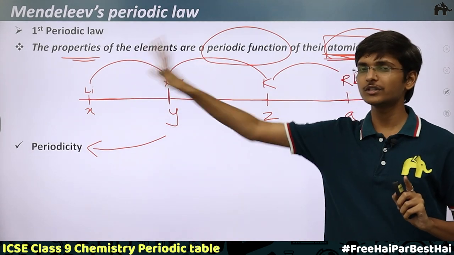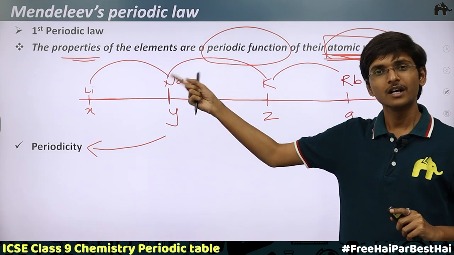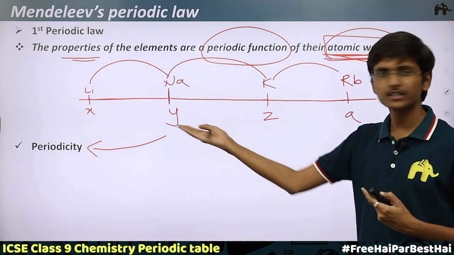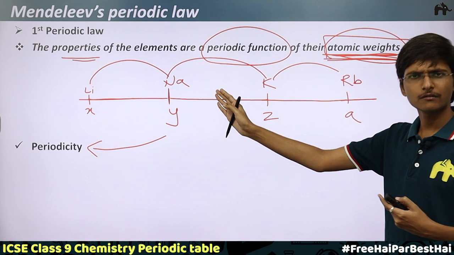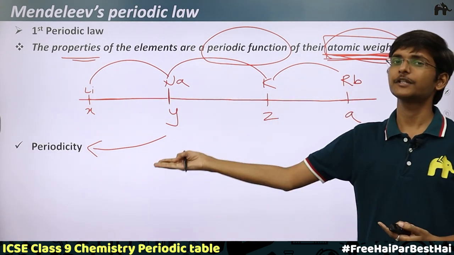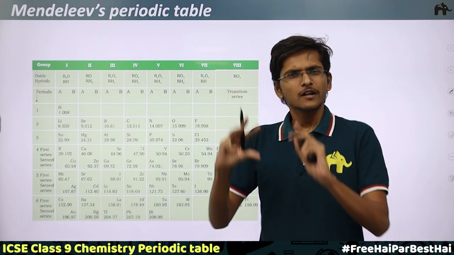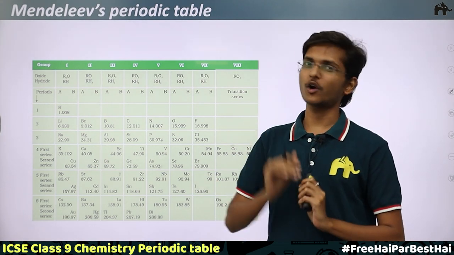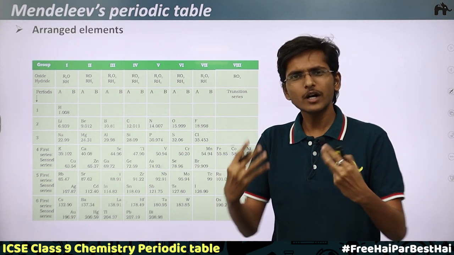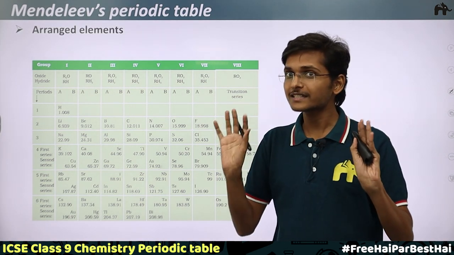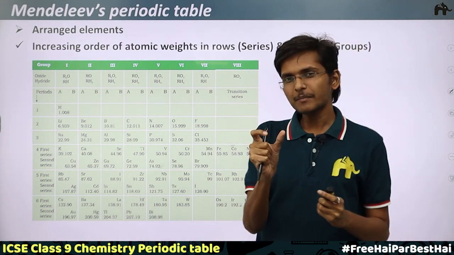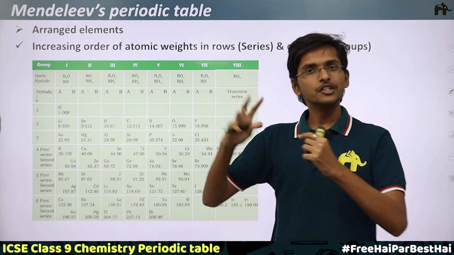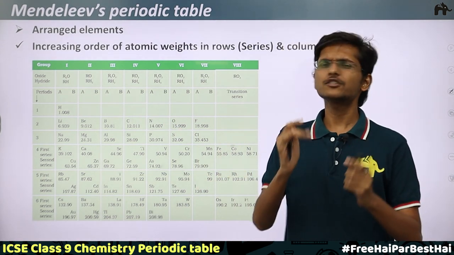This I have already explained in the Newlands section. From lithium to sodium, from sodium to potassium, the properties were found to be similar after a particular interval; that was periodicity. Here also the same thing is happening: properties are found to be similar after a particular interval of atomic weight. Whatever Mendeleev said in his law, he used the exact same thing to make his periodic table. He started to arrange the elements in the increasing order of their atomic masses. Here also he followed the same pattern which Newlands followed. That's why I told you that Newlands created a breakthrough in making the periodic table, because Newlands started to arrange the elements in the increasing order of their atomic weights. So Mendeleev also followed the same thing.